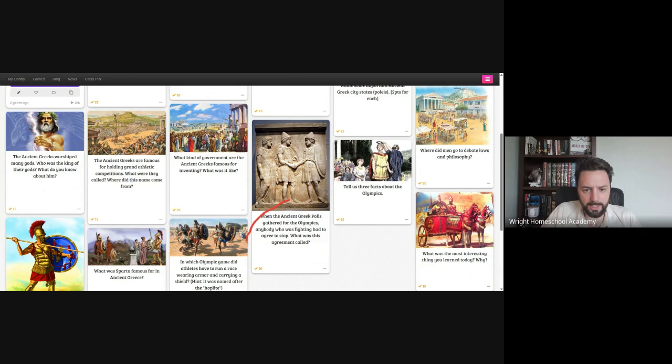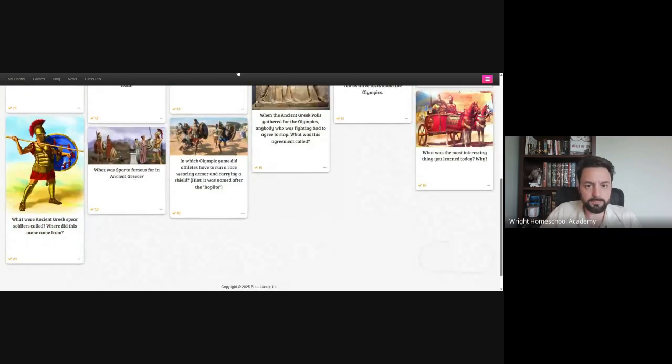When the ancient Greek polis gathered for the Olympics, anybody who was fighting had to agree to stop. What was this agreement called? Tell us 3 facts about the Olympics. Where did men go to debate laws and philosophy? What was the most interesting thing you learned today and why? In which Olympic game did athletes have to run a race wearing armor and carrying a shield? Hint, it was named after the hoplite.